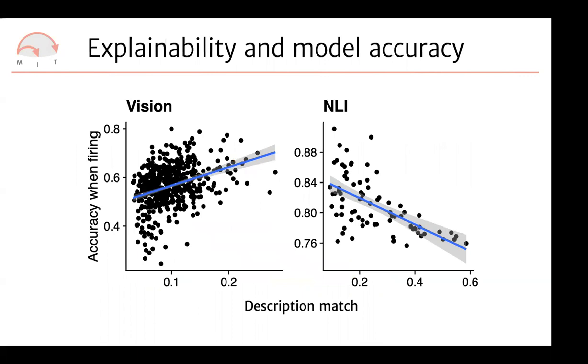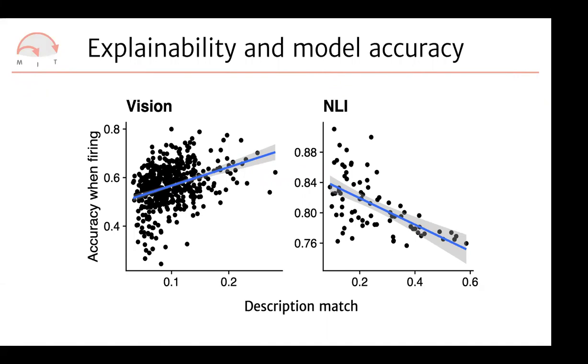And so, interestingly enough, if you look at the relationship between the quality of the best explanation that we were able to generate in this way and the accuracy of the model conditioned on the particular neuron that you're explaining firing, you see very different relations between these two tasks, right? So in this vision task, basically the more explainable neurons, the neurons for which our best explanation has high overlap with the actual regions to which that neuron responds, are positively correlated with accuracy of the network. So more explainable neurons, when they fire, are weakly likely to be involved in accurate predictions. On this natural language inference task, the opposite thing is true.